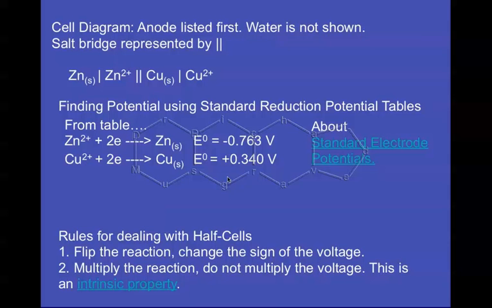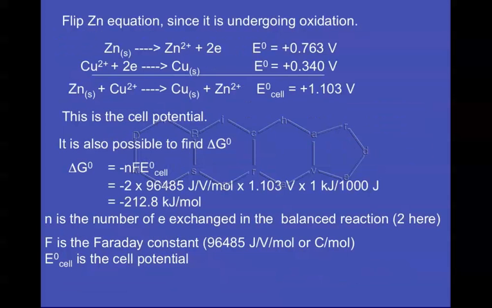This is as opposed to an extrinsic property. Extrinsic properties depend on the amount you have, and there are lots of common ones you can think of, like volume and mass and length. All those depend on how much you have of the compound. But potential is not one of those. It's an intrinsic property, which means when you multiply any of these reactions, you don't multiply the reduction potential. You leave that the way it is.